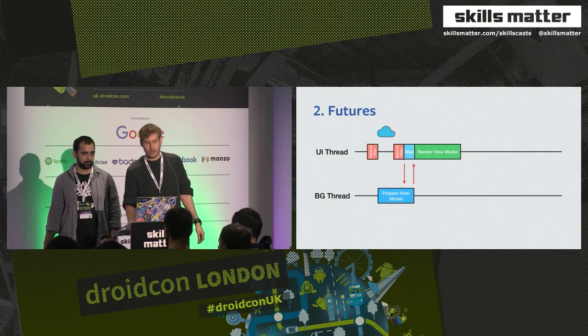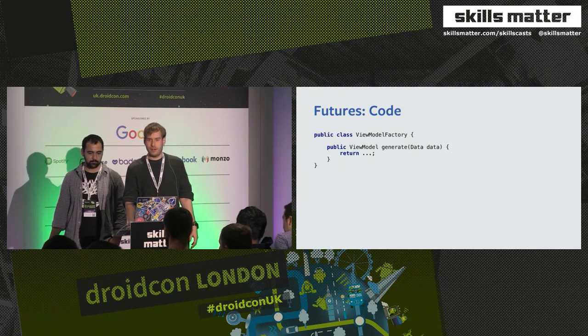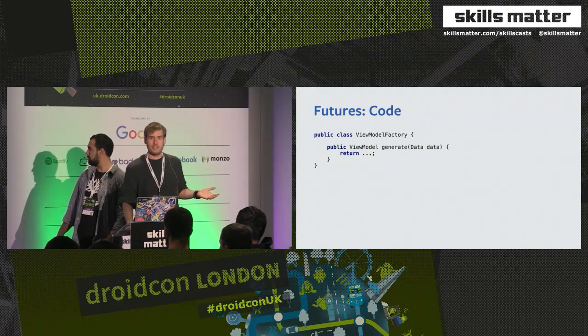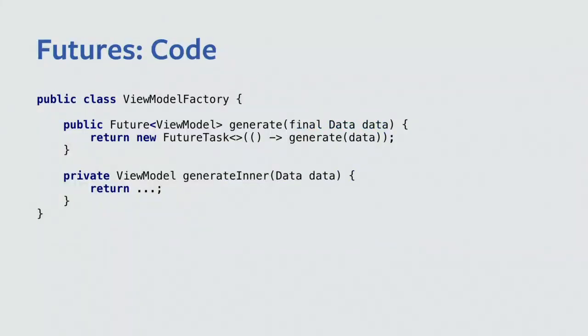The code for converting something to a future is very simple. You might have something where you're doing some expensive operation like generating a view model, and really you can just create a future task where the callable just calls generate. This gives you the opportunity to run it on any thread and block on the result from any other thread.